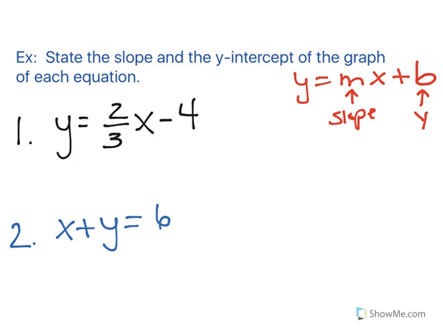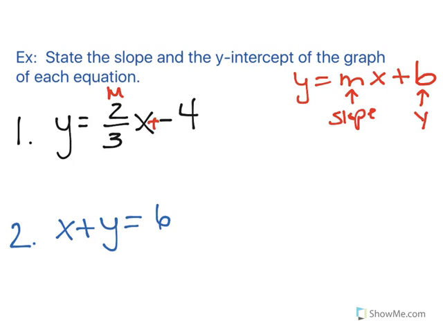Okay, so this is already in the form. y equals, this is our mx, plus b. Because this is a subtraction sign, we have to be careful. This is really saying we can add a plus sign here, plus -4. If it was positive, we'd be fine, but just be careful when it's negative.